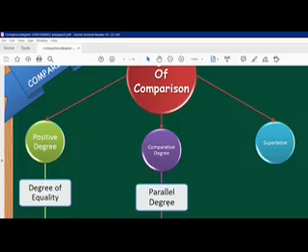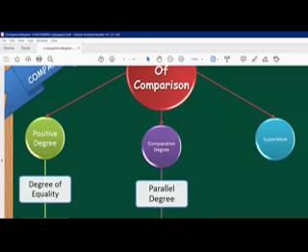And the last kind, which denotes the supremacy of a particular person or thing over the others of the same kind, is called the superlative degree. That's how we learn it and we make it.